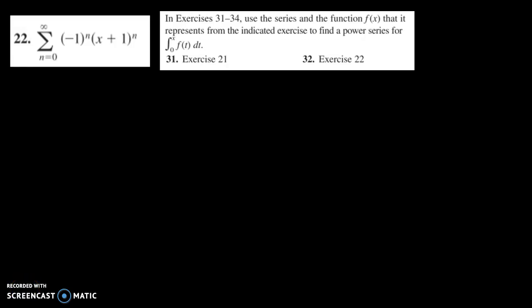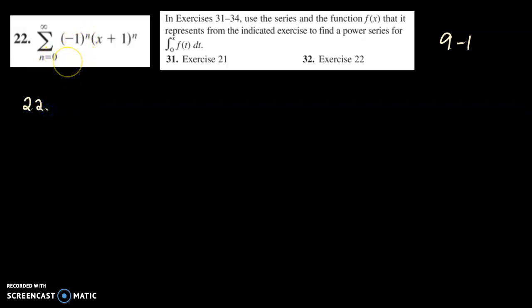Right, the other question I had this morning was about exercise 32 in the textbook for section 9.1. It's exercise 32, but it's based on 22. So 22 is this geometric series.